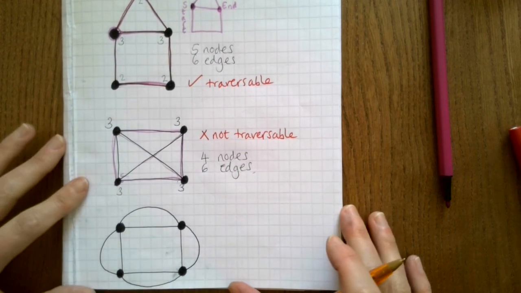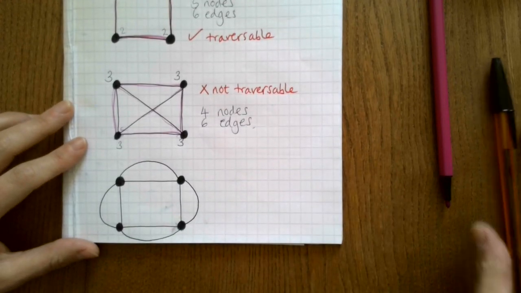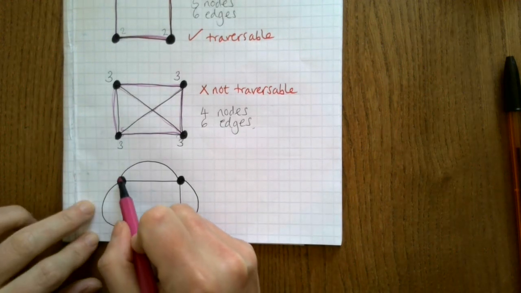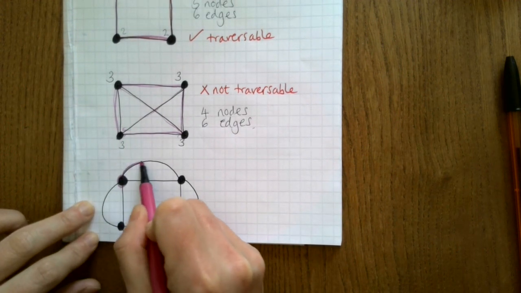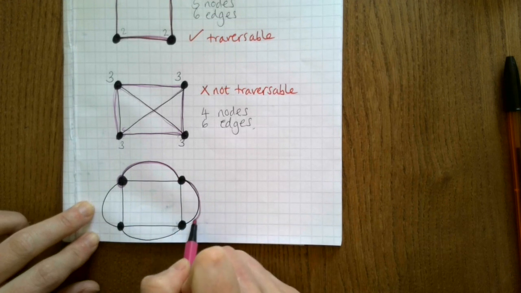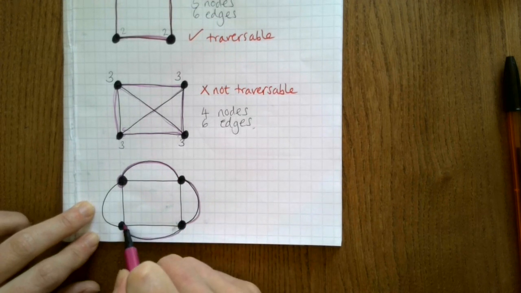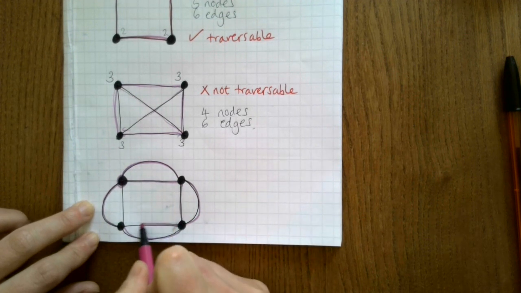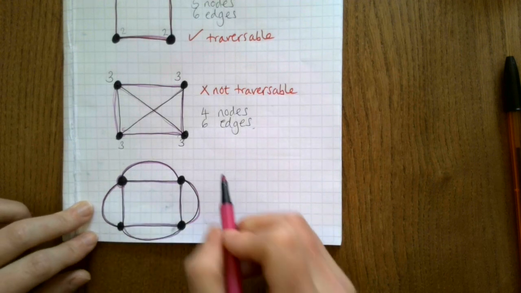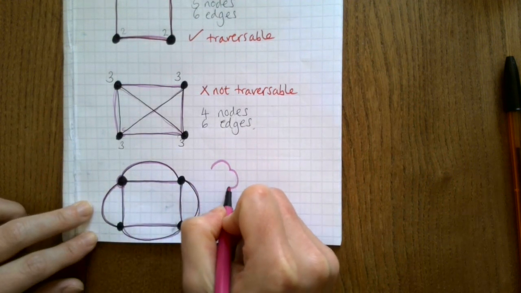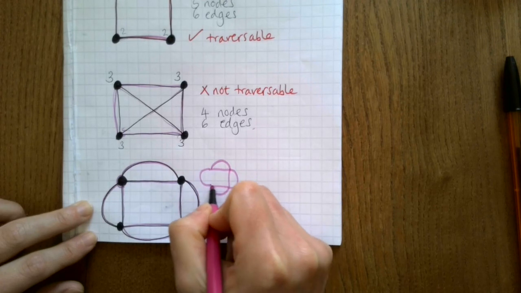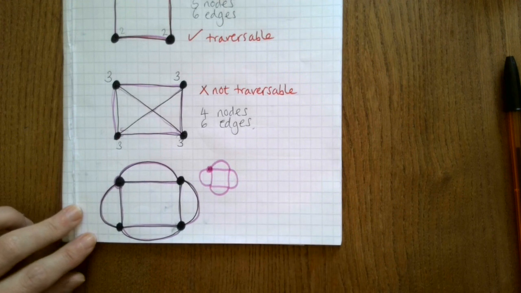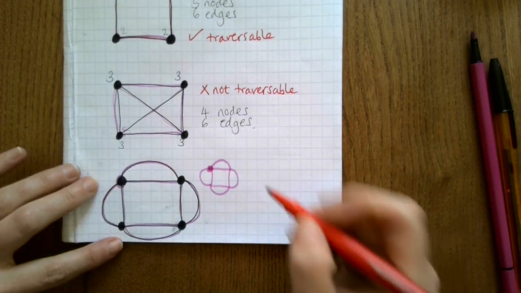Let's try this bottom one then. It's the last example I'm going to do with you. I think this one actually looks like it might be quite easy. So I'm going to start here. I'm going to go around all the bendy ones to start with, and then I'm going to go around all the straight ones. Okay, so that was quite easy. I just went like that. And I started and ended at the same point.